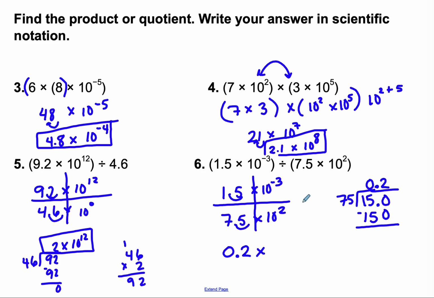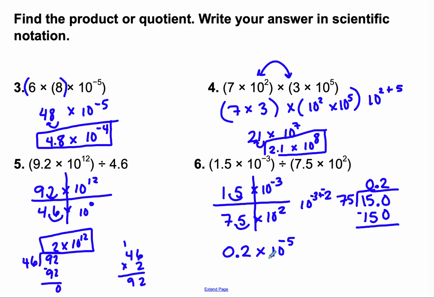All right, and then over here, 10 to the negative 3rd minus 2nd power. Negative 3 minus 2, I could do boom, change to addition, boom, change the sign. Negative 3 plus negative 2 is negative 5. So I have 2/10 times 10 to the negative 5th power.